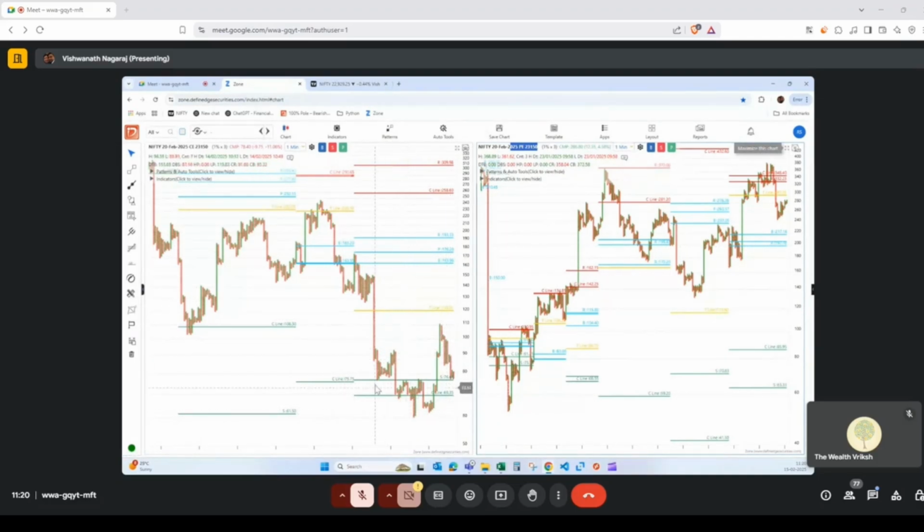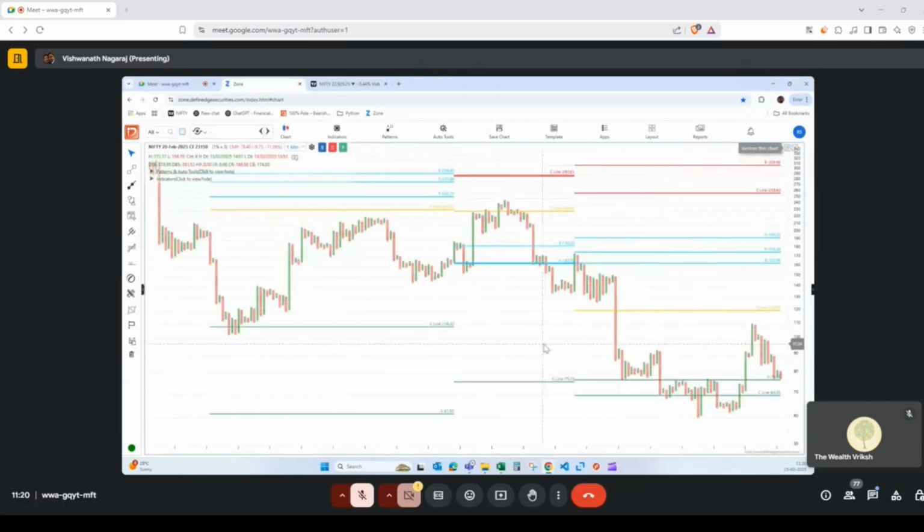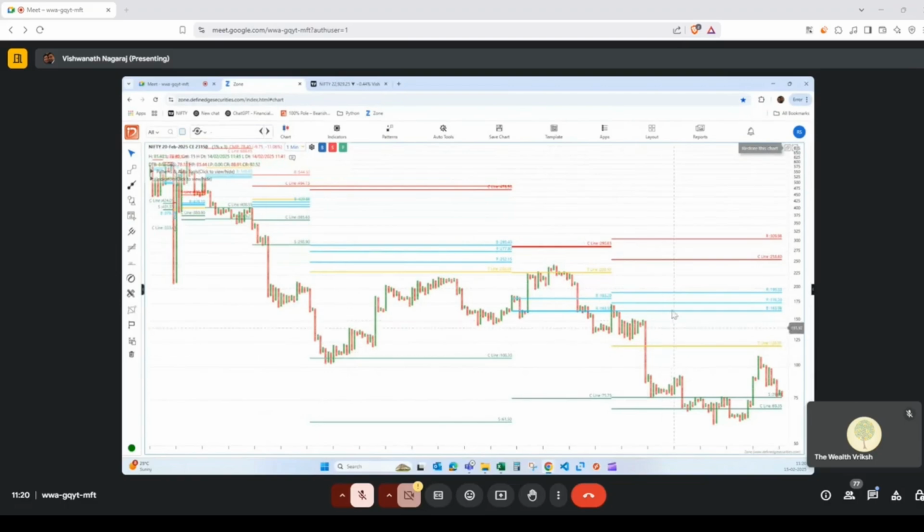I'm not saying this is a foolproof system. If you can see here, yesterday's price action, it has failed, right? Once it breaks down, now how can you figure out whether you're on the right side?